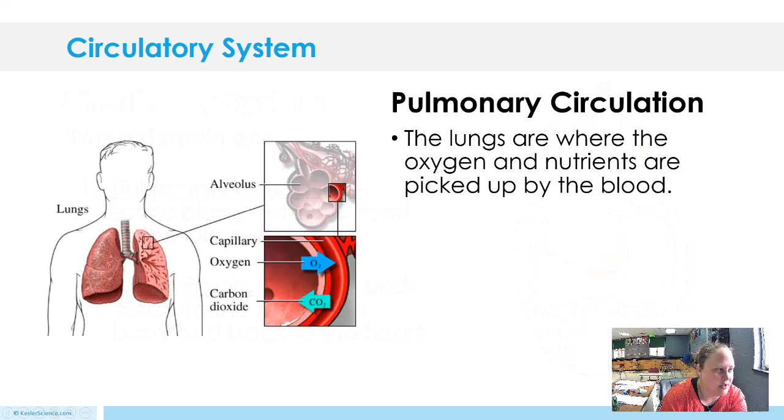In the pulmonary circulation, the lungs are where the oxygen and nutrients are picked up by the blood. For our muscles and everything to form, and our cells to form like they should, they have to have oxygen. So when we breathe in, the oxygen gets picked up by the alveoli, right here, these little berry-shaped things at the top. They transfer the oxygen that we breathe in to the blood system, and they also exchange the carbon dioxide out that we breathe out.